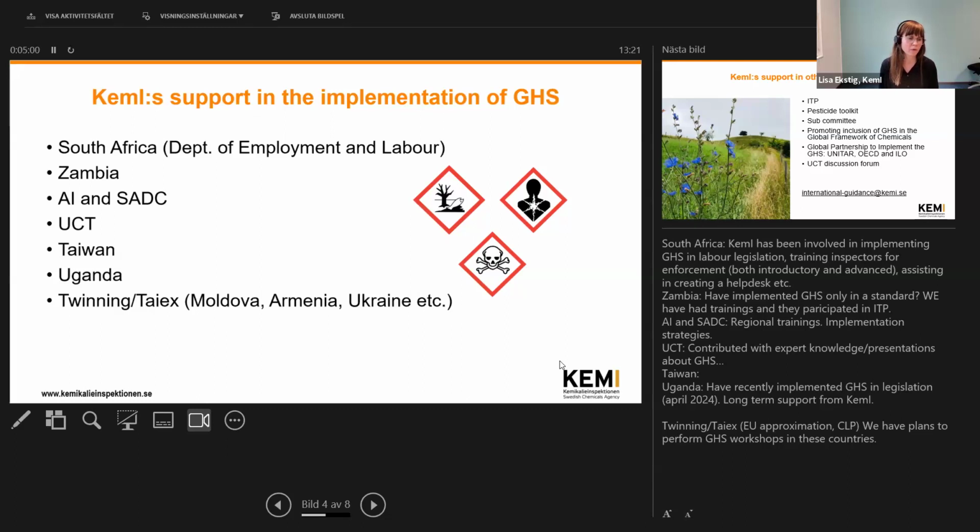And we have worked with organizations such as Africa Institute, SADC, and UCT, just participating in the discussion groups and as experts in these groups for many years. We have also plans for GHS workshops in Moldova and Armenia and Ukraine, countries that are candidates for joining the EU. So we have a lot of different activities going on.